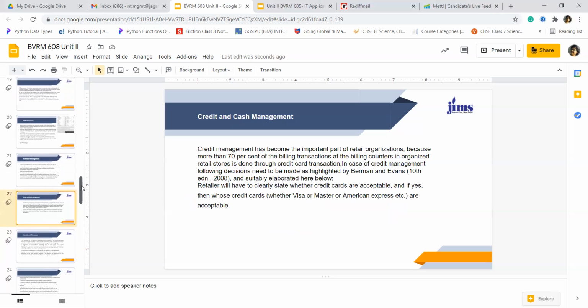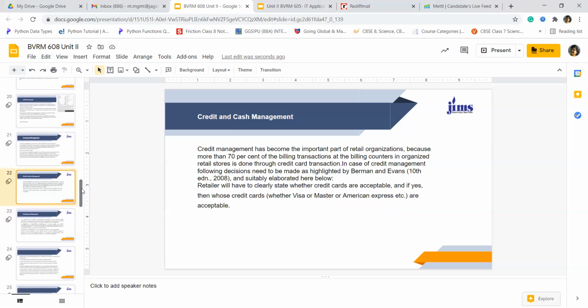Next is credit and cash management. Again, to remind you, we are discussing the financial dimensions in the retail sector. Credit management has become an important part of retail organizations because more than 70% of the billing transactions at the billing counters in organized retail stores is done through credit card transactions.